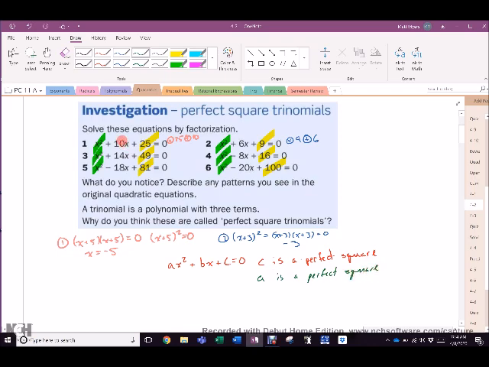And what do you notice about b in all of them? Now, b is a little trickier to see, but you should notice 5, 10, 9, 3, 6, you should notice that b is the square root of c times 2. Which means there's another way to write that. b divided by 2 equals the square root of c.